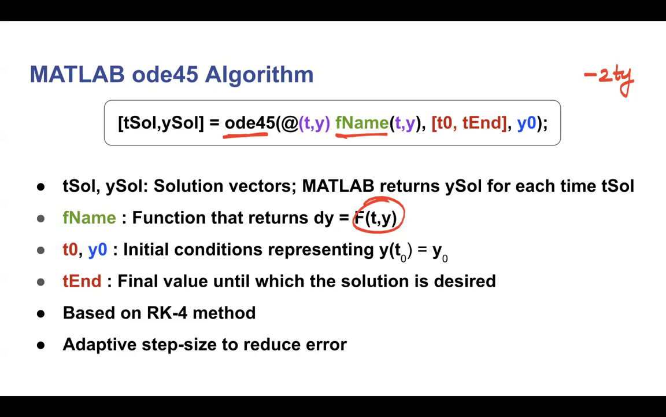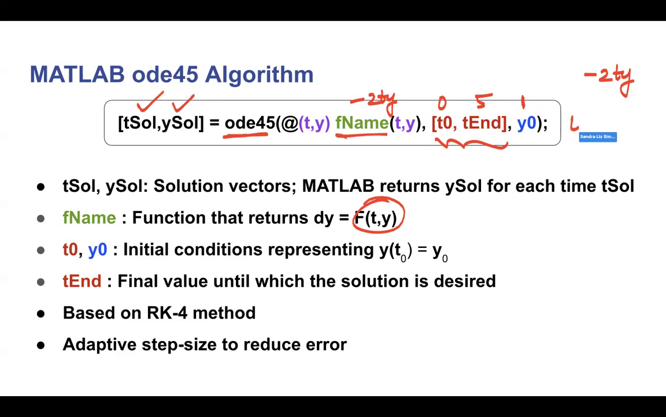And this is my integration limits, t0 to tn. So earlier it was 0 to 5. And y0 means at t equal to t0, what is my y value? In our case, it was 1. So this is minus 2ty, 0 to 5, 1. This is how my ordinary differential equation will look like. Now, as a solution, I'll get two vectors.